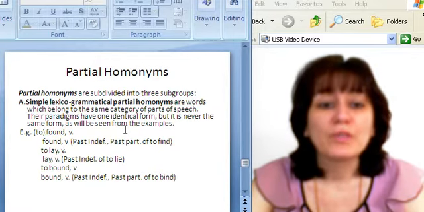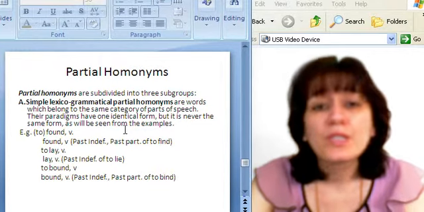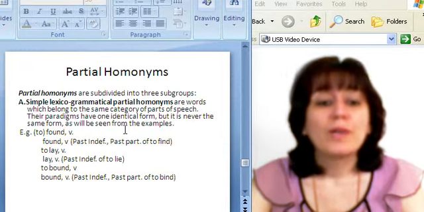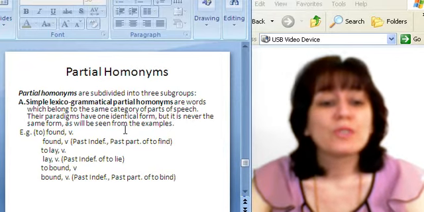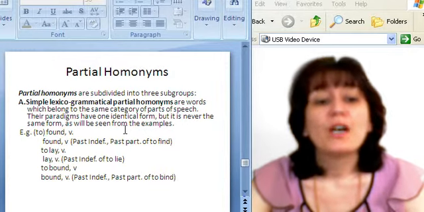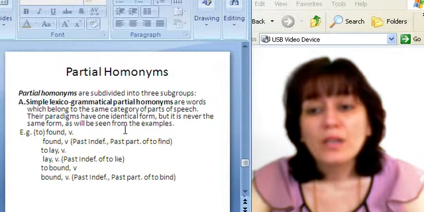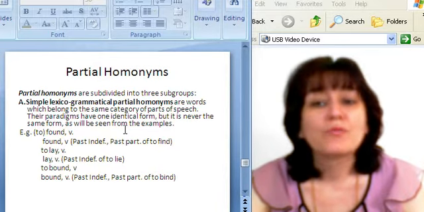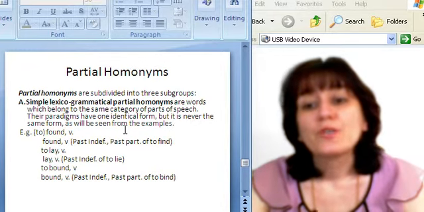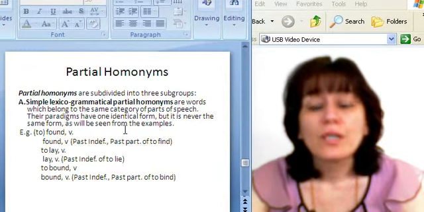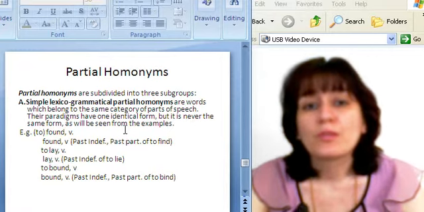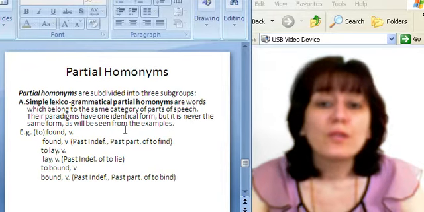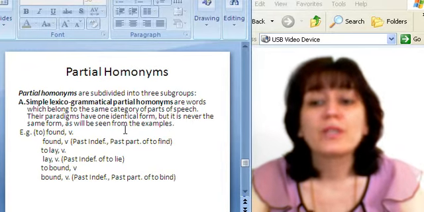Now let us deal with simple lexicogrammatical partial homonyms. So simple lexicogrammatical partial homonyms are words which belong to the same category of parts of speech. Their paradigms have one identical form, but it is never the same form, as will be seen from the examples, such as to found and found. So to found is to start something, such as probably an institution, especially by providing money. And found is past indefinite and past participle of the verb to find.